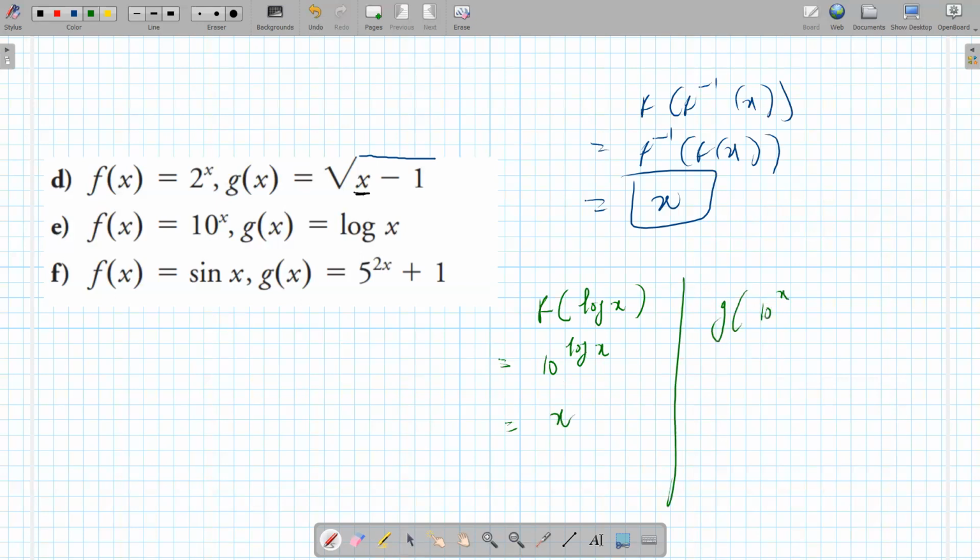If you do g of f of x, then you'd get log of 10 power x. Log and 10 are the inverses. The order doesn't matter. f inverse can come first, f can come first. What came first, chicken or the egg? It doesn't matter. They're going to cancel each other out. The answer is x. And the domain and range is all real numbers for x. It's just a straight line.